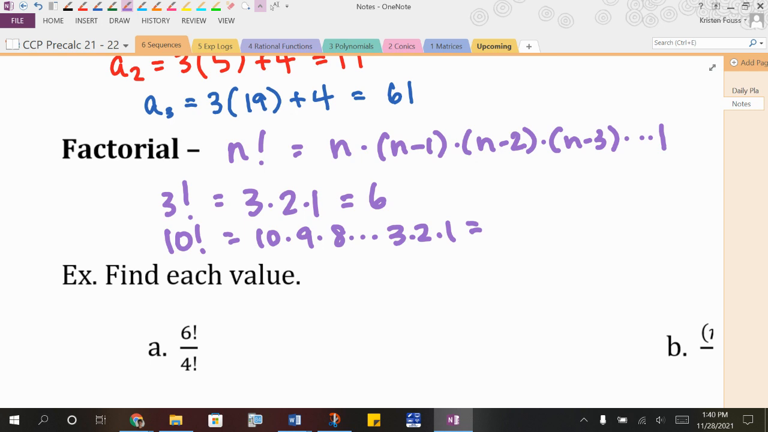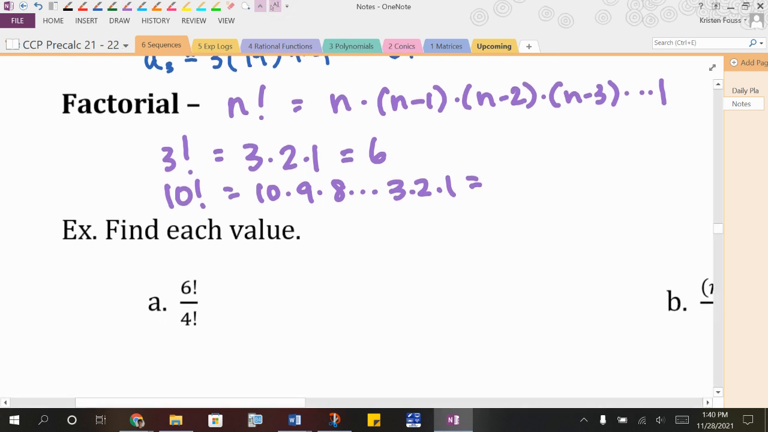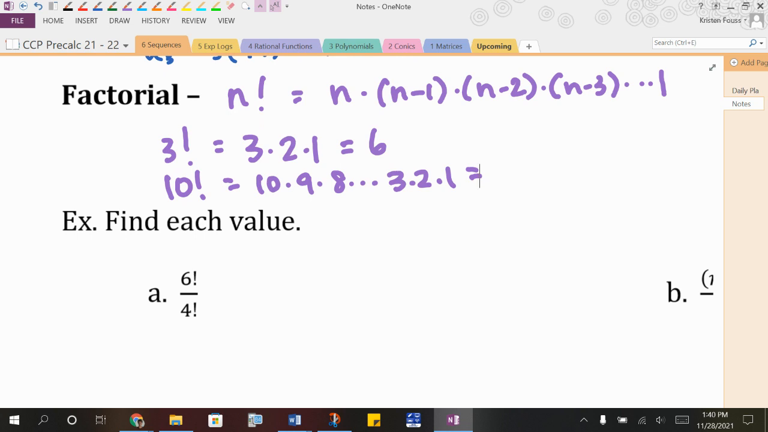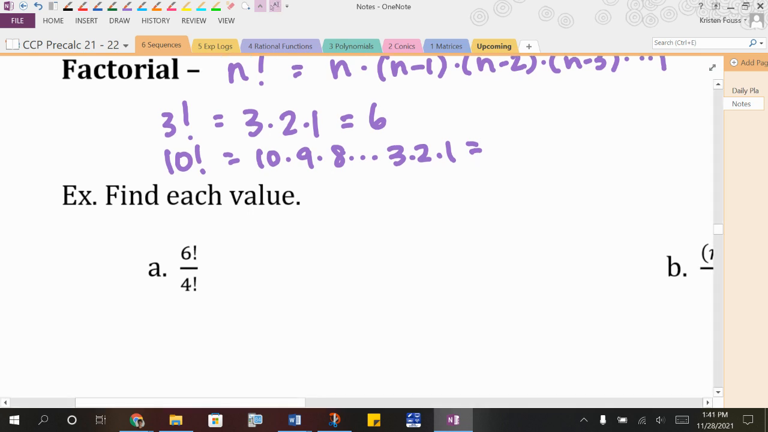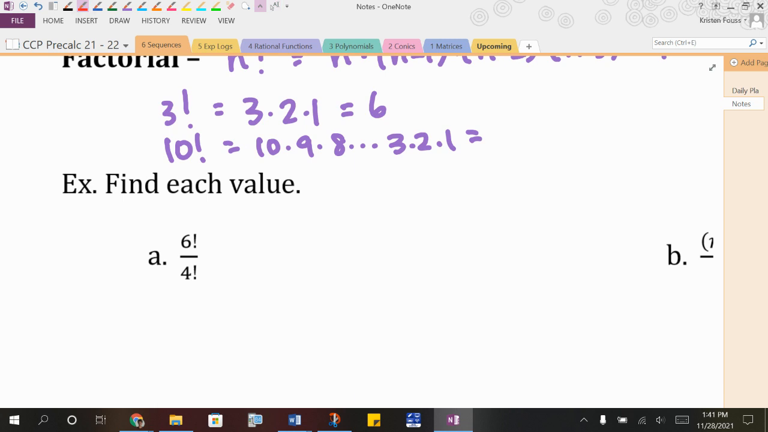So factorials we're going to see used in sequences in some different definitions. We've already seen them with our binomial theorem, so that shouldn't be a surprise to you. So if we just look at 6 factorial divided by 4 factorial, I would suggest we write out some terms. So 6 factorial would be 6 times 5 times 4 times 3 times 2 times 1.